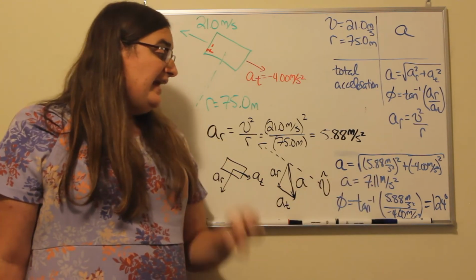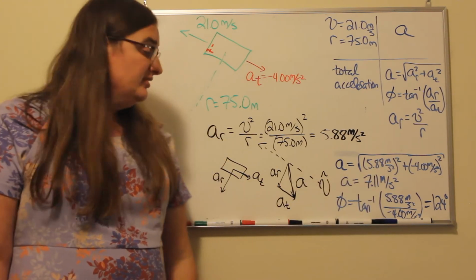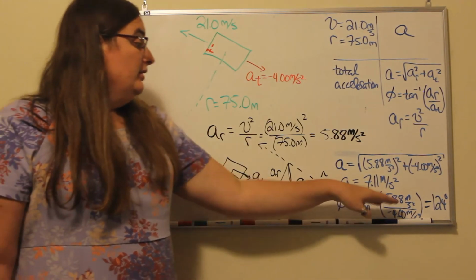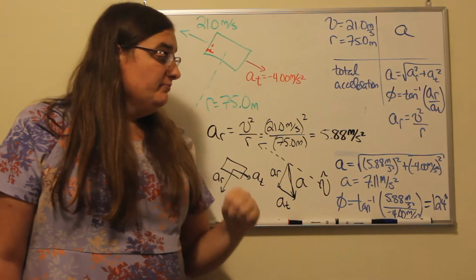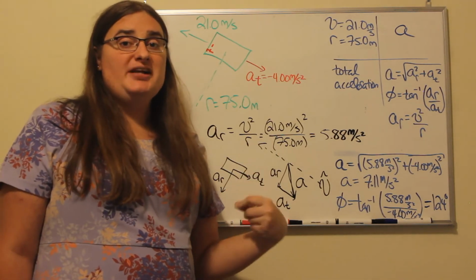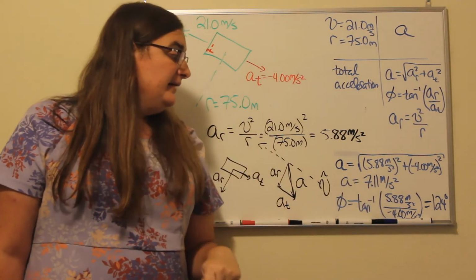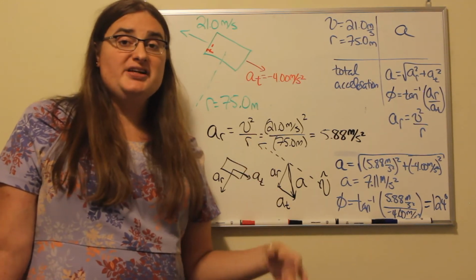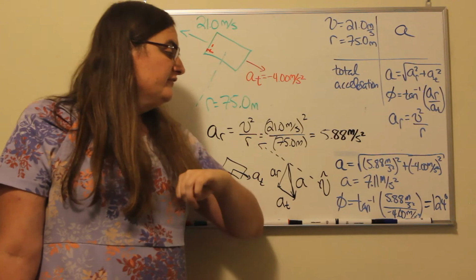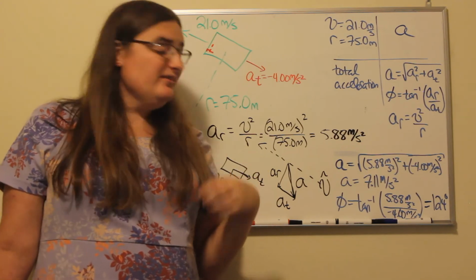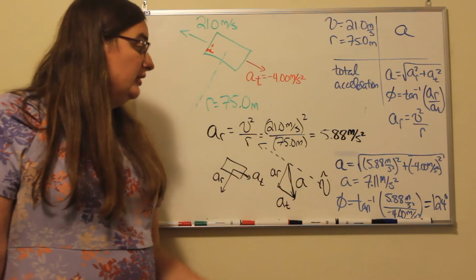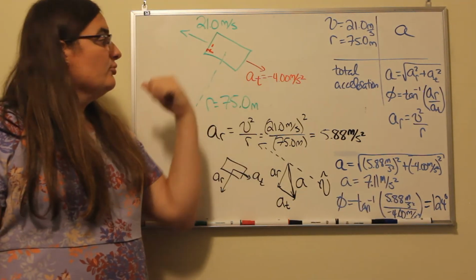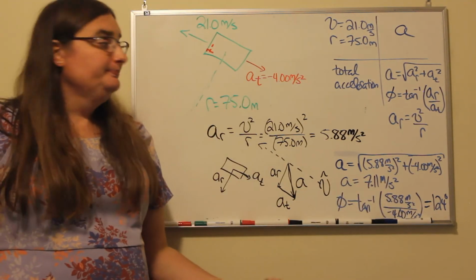Now, in terms of the angle for that total acceleration, we would take our radial component, 5.88 meters per second squared, divide by our tangential component, -4 meters per second squared, and the inverse tangent of 5.88 divided by -4 gives me 124 degrees from the direction of forward travel.